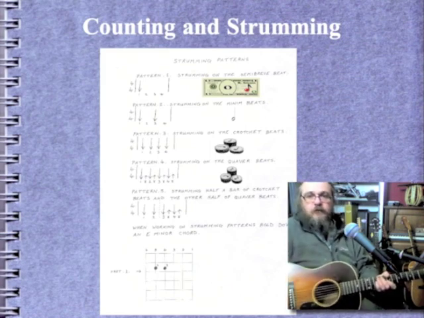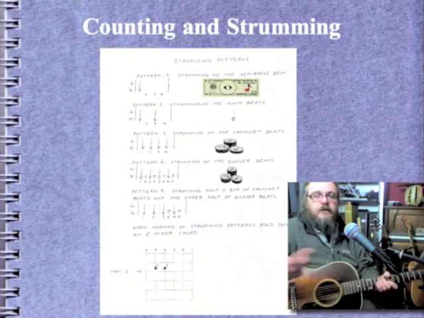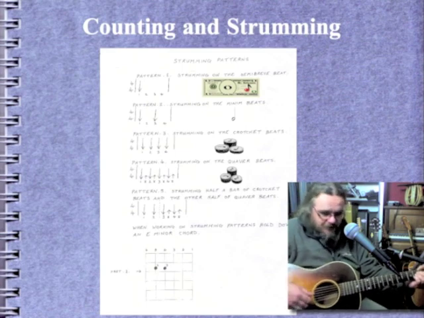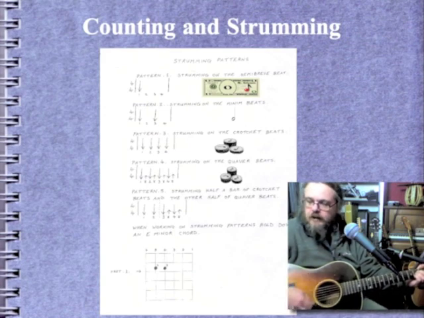Strumming on the crotchet notes or the quarter notes in 4/4 is one, two, three, four. You've got to wait for the metronome. Doing it slow, it takes quite a bit of discipline.